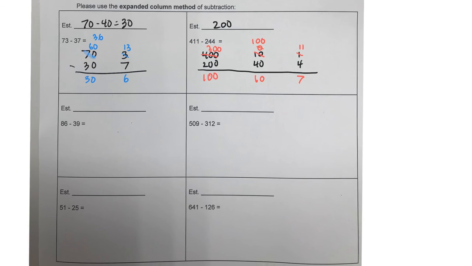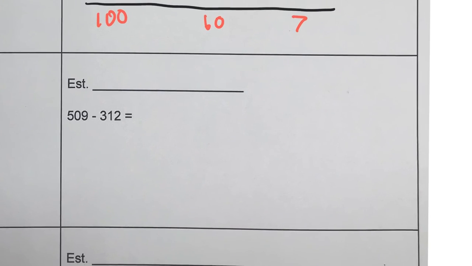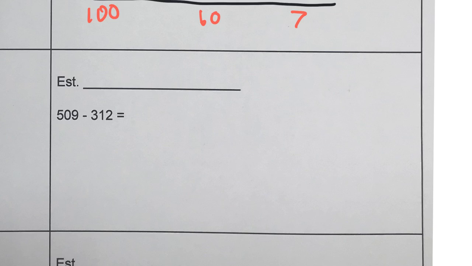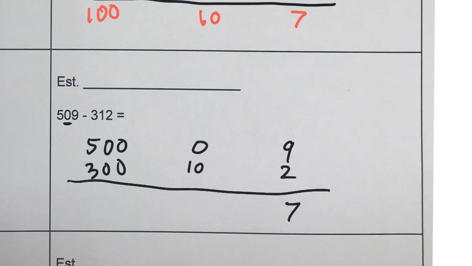Just a quick note here. If you've got a 0 in the tens place, for example, that just is 0. So you have 509 is 500, 0 in the tens place, and 9. Then we have 300, 10, and 2. So I'd have 7 here. Then I need to take 100 from there. That 100 comes over here. And you just keep going.